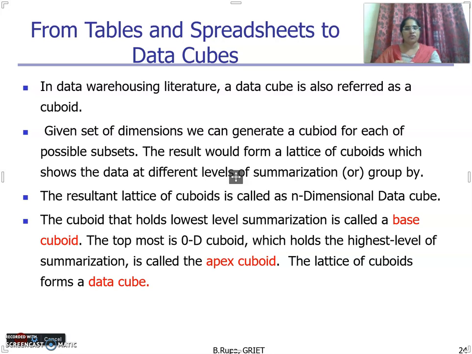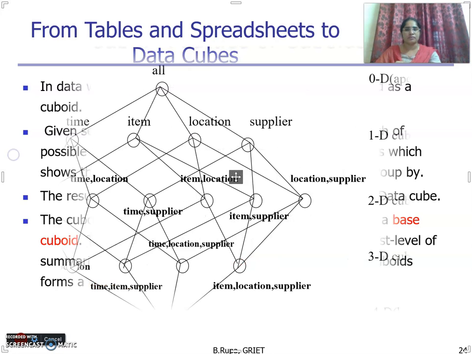The cuboid that holds the lowest level of summarization is called the base cuboid, and the topmost level cuboid we can call the apex cuboid. Topmost level we call the apex cuboid, and the lowest level we call the base cuboid. The lattice of cuboids forms a data cube. Finally, all the lattice of cuboids we can call a data cube.